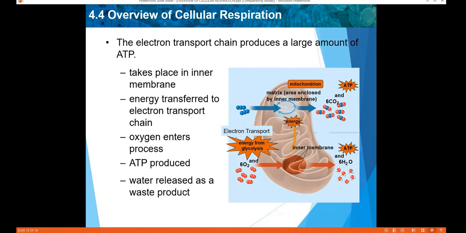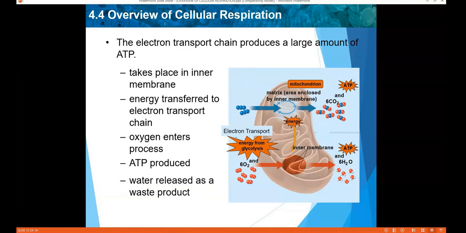In step 1, what happens? The 3 carbon molecules from glycolysis are broken down in a cycle of chemical reactions. A small amount of ATP is made and also other types of energy carrying molecules are made, and during this process carbon dioxide is given off. Now the energy is transferred to the second stage of cellular respiration.